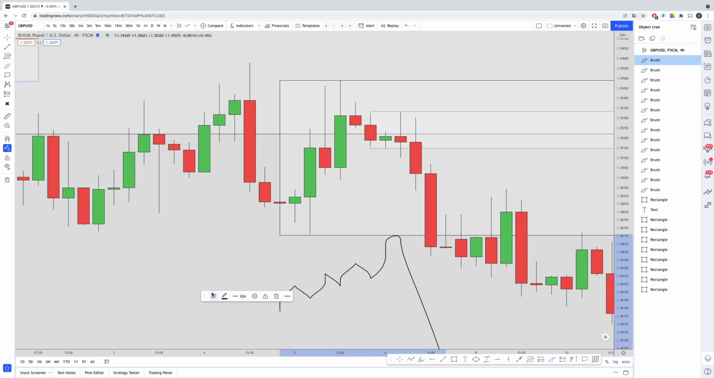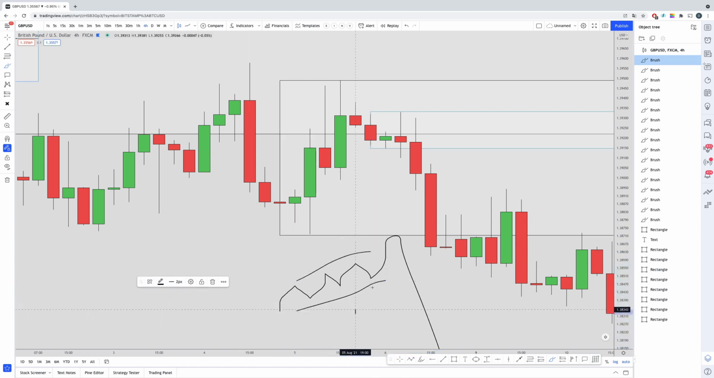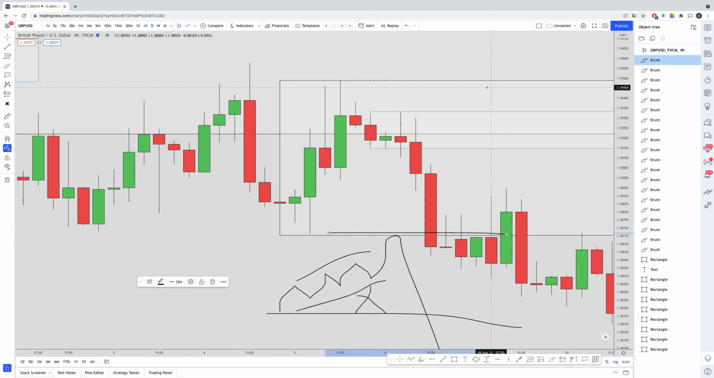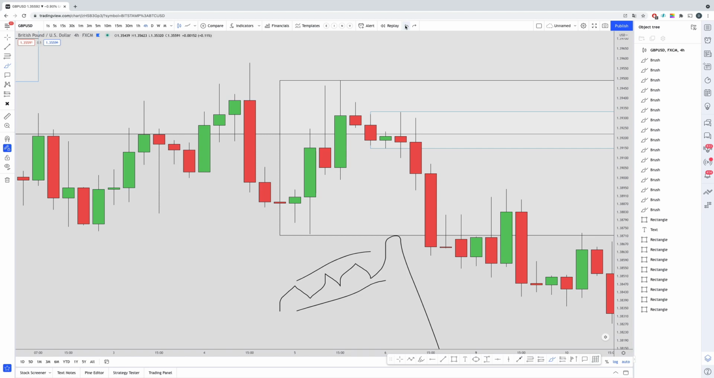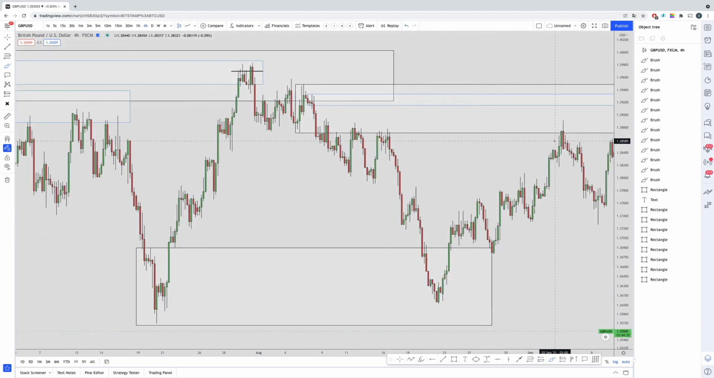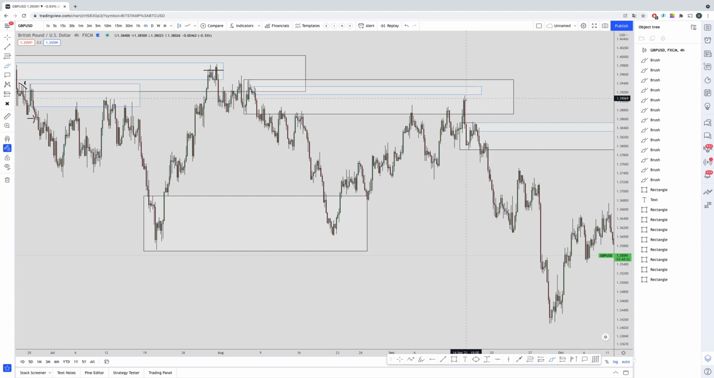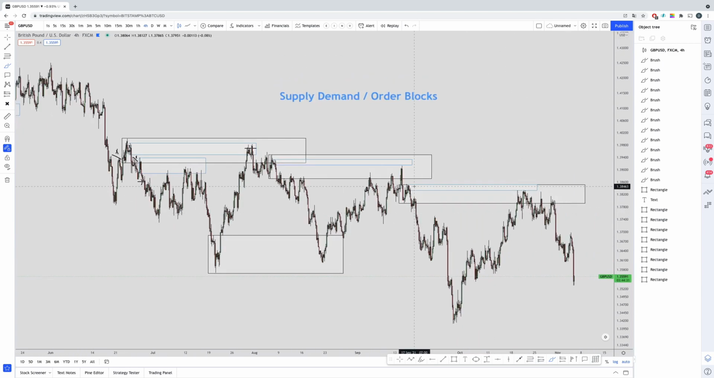And this whole uptrend here is generating liquidity on the downside, which will be targeted with this move down, and this is at the end our supply zone. Very important, guys. Very important. Don't forget this. Entry there and price drops.